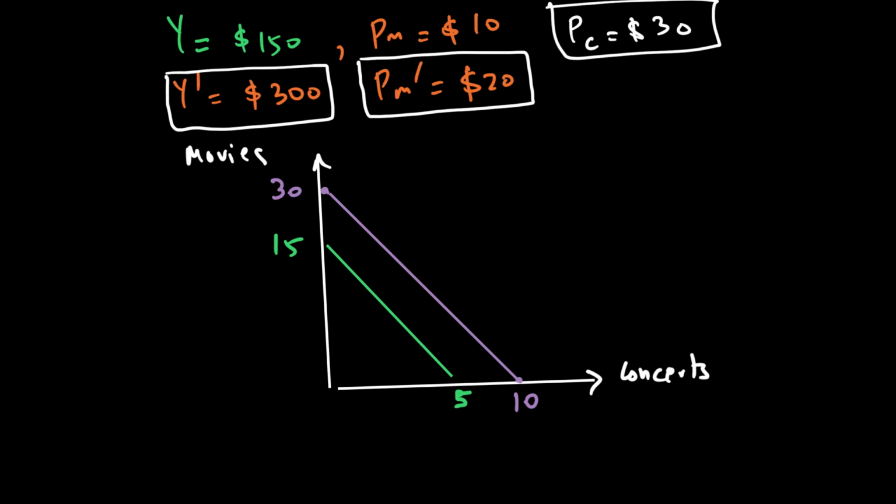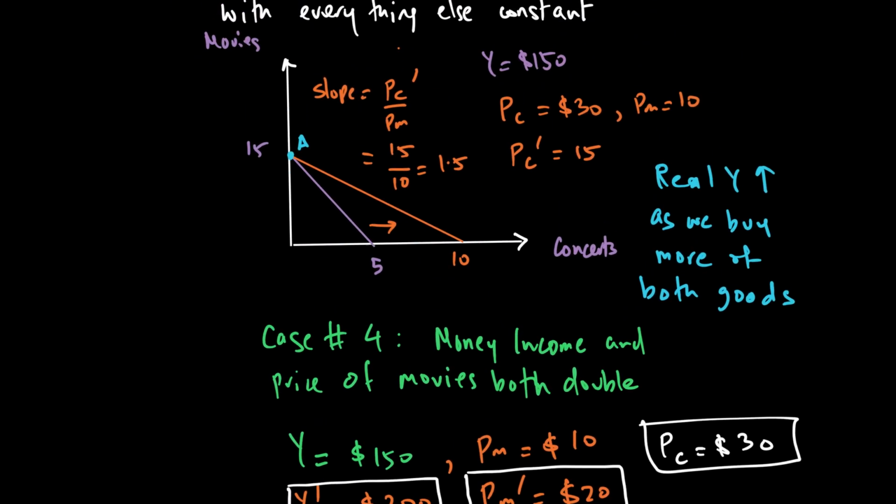So my new ultimate budget line will be this orange budget line, which will be drawn in a manner that it will be pivotal, and this becomes my ultimate line. But if you look at it, if you were buying 15.5, now you're buying 15.10, which is exactly how our case number 3 looked like.